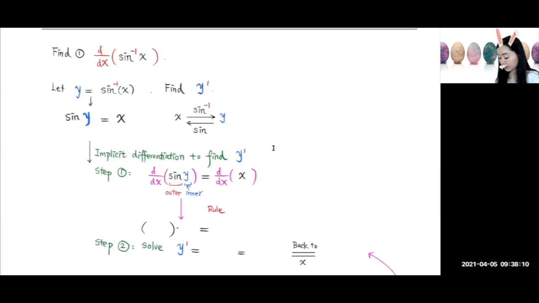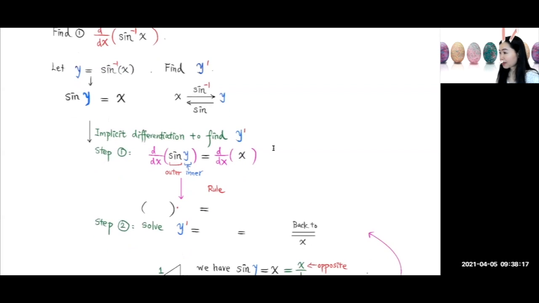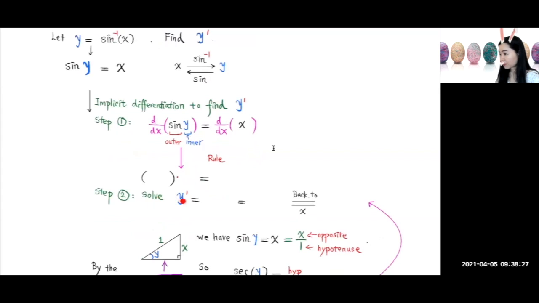Now we're trying to use implicit differentiation to find y prime. Remember implicit differentiation has two steps. The first step is differentiate both sides with respect to x. Second step is to solve for y prime. Now let's differentiate both sides with respect to x. Notice that this is a composition of two functions. This is the outer function, that's the inner function. So to differentiate that, what kind of rule do we have to use? The chain rule.